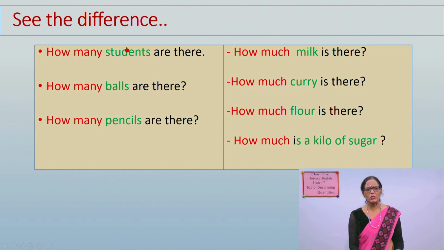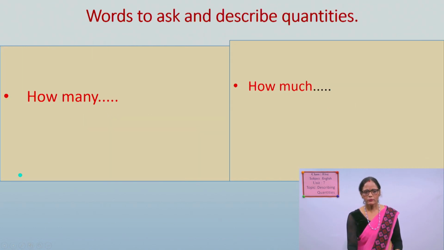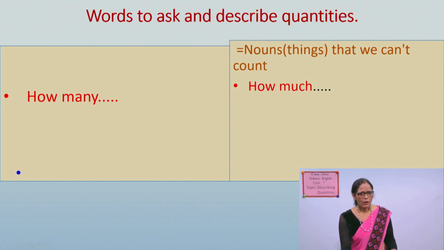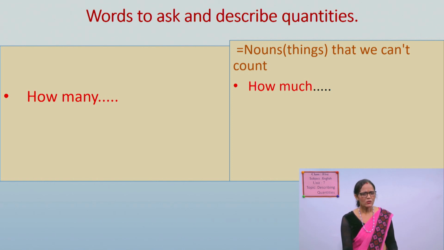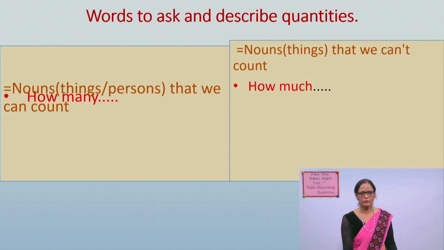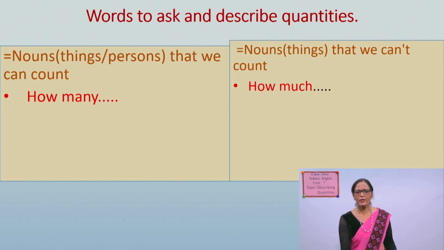What is the difference between students and milk? Why is there a how much question with milk and why is there a how many question for students? Why? Because how much questions can be asked with the things that we can't count. And we ask how many questions with the nouns, that may be things or persons, that we can count.